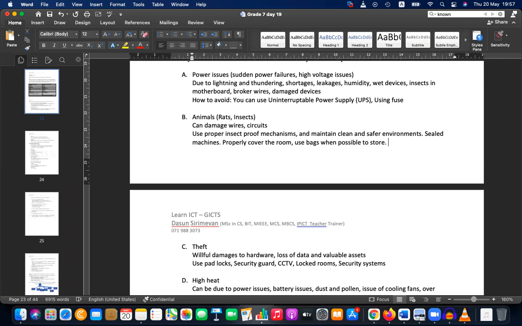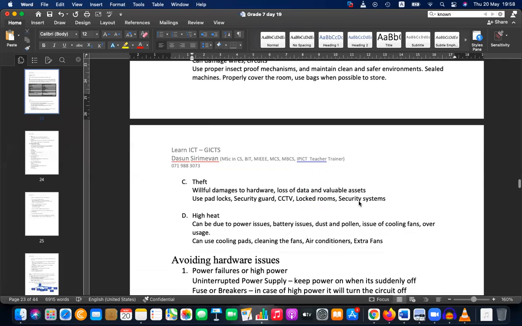What happens if we draw with those chalks or spray liquids? The computer might not work; it can get damaged. Those sprays and liquids can go inside to the circuits and damage the computer. The chalk is like dust, and that dust can get in and damage the computer. That's why we don't use that.